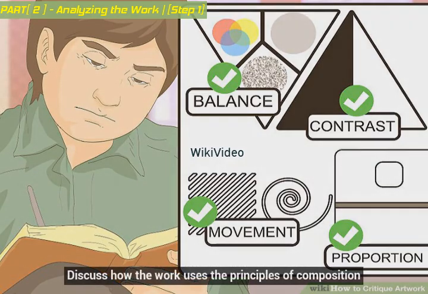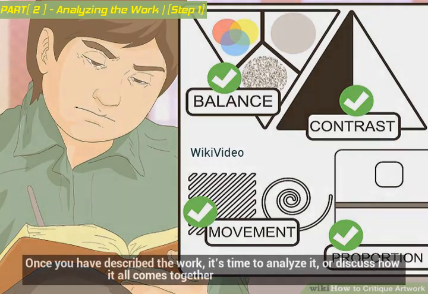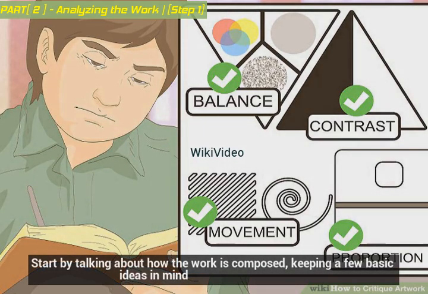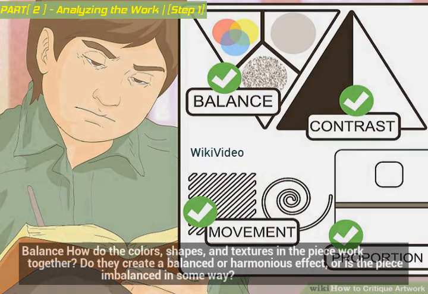Discuss how the work uses the principles of composition. Once you have described the work, it's time to analyze it, or discuss how it all comes together. Start by talking about how the work is composed, keeping a few basic ideas in mind. For example, balance. How do the colors, shapes, and textures in the piece work together? Do they create a balanced or harmonious effect, or is the piece imbalanced in some way?